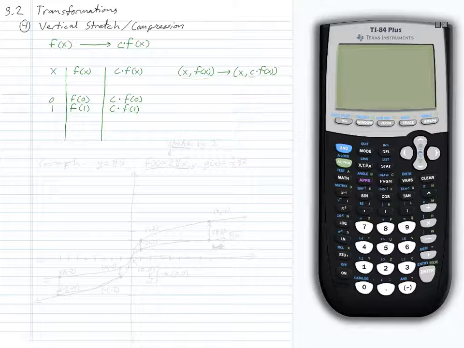So what's happening? We're scaling the y values of the original function by a factor of c. So if c is a large number, we're going to stretch our y-coordinates vertically. If c is a small number, if c is a half or a quarter or something along those lines, we're going to compress our function's graph vertically. All of our y-coordinates are going to get half as tall, or a quarter as tall.